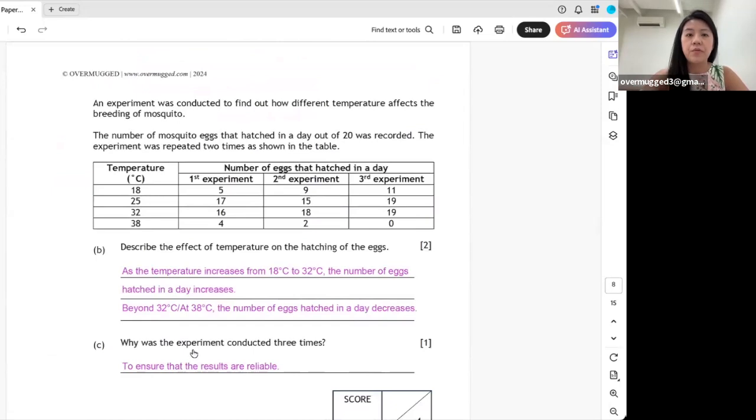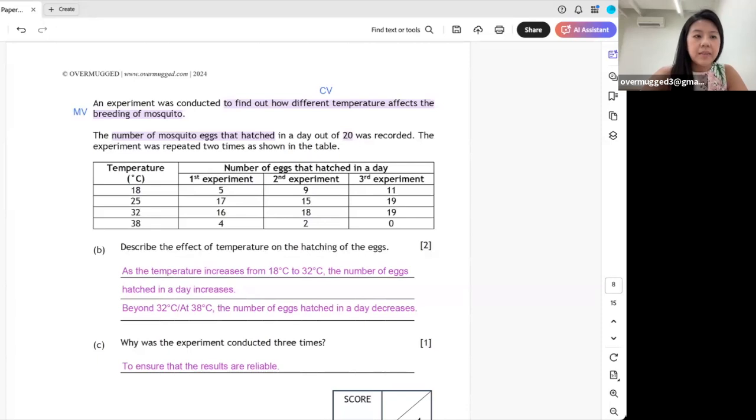So an experiment was conducted to find out how different temperature affects the breeding of the mosquito, our aim. Our changed variable is the different temperature. Our entry here is not very clear yet. We're just talking about breeding until I continue to read on the question. How are we going to check and measure how much a mosquito has bred? Over here, the number of mosquito eggs that hatched in a day out of 20 was recorded. So you have 20 eggs, and you're going to count the number that has hatched. You can see in the first, second, third experiment, we have 3 sets of data here.